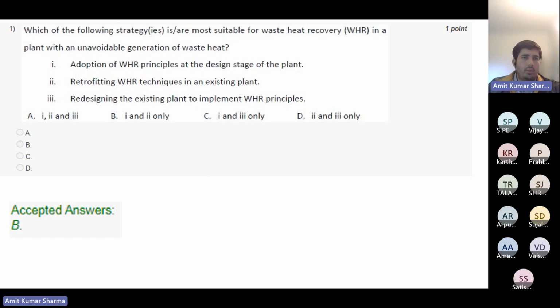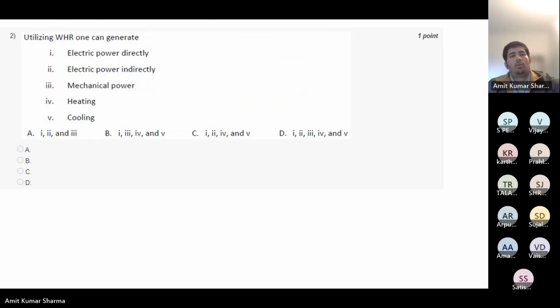Okay. Let's come to question number 2. Question number 2 is: utilizing waste heat recovery one can generate. So suppose you are having a plant and you are utilizing the waste heat recovery. What are the possible options you have? You can generate either option 1 electric power directly, option 2 electric power indirectly, option 3 mechanical power, option 4 heating, option 5 cooling. So take 2 minutes, go through all options, think about these options and answer.